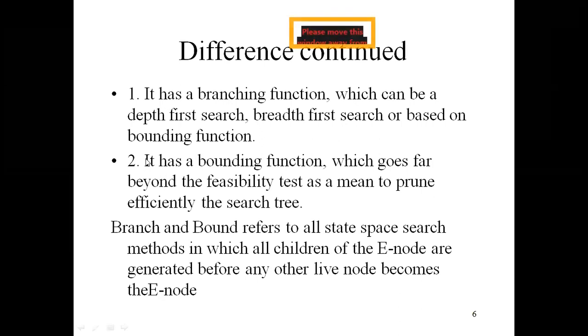Another point is it has a bounding function which goes far beyond the feasibility test as a means to prune efficiently the search tree. So in branch and bound, one is the branching function and the second is the bounding function, which goes far beyond the feasibility test as a means to prune efficiently the search tree.